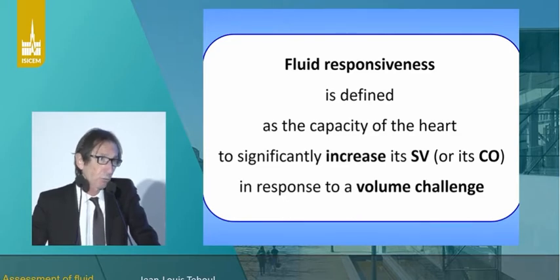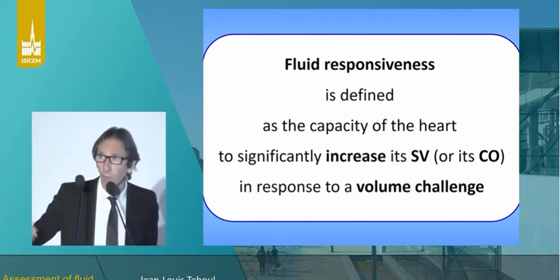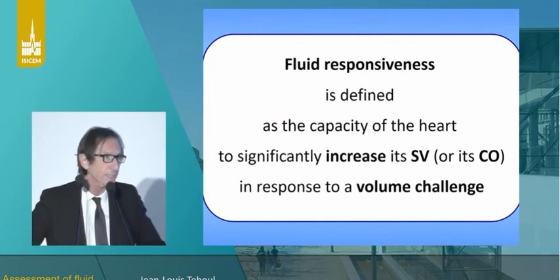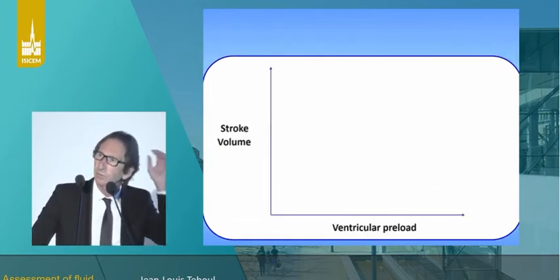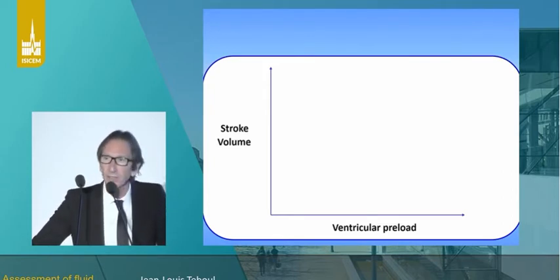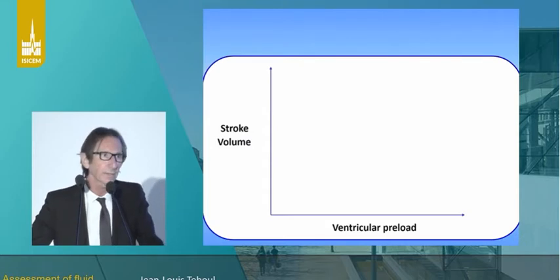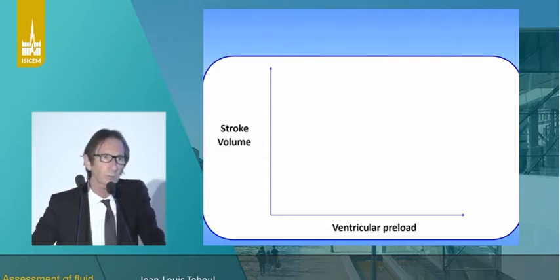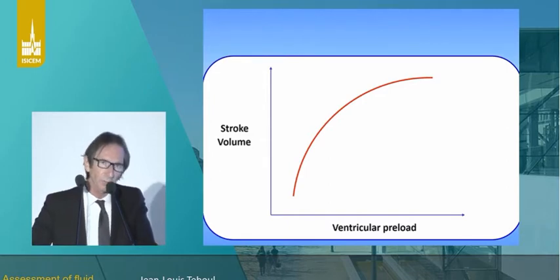First, I would like to define very briefly the concept of fluid responsiveness. It is defined as the capacity of the heart to significantly increase its stroke volume or its cardiac output in response to a volume challenge. And I like to show this Frank-Starling mechanism with stroke volume on the y-axis and ventricular preload on the x-axis. You know the curve is not linear, but curvilinear.